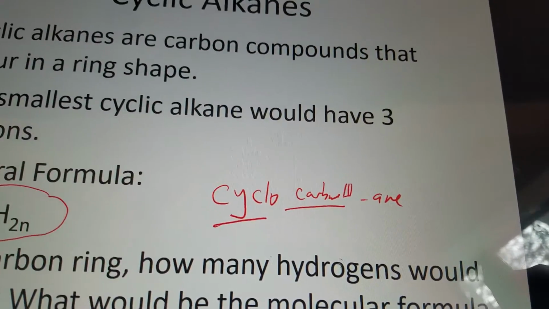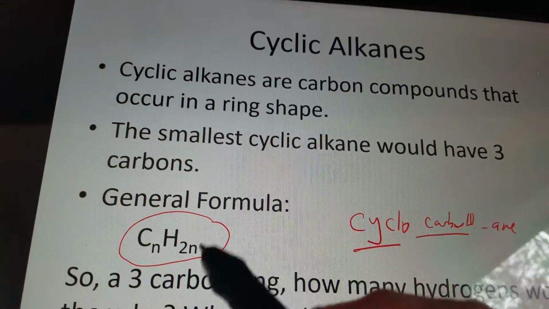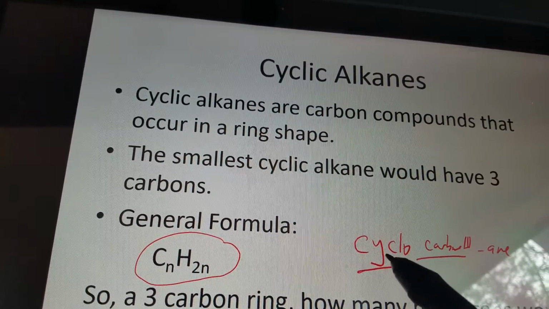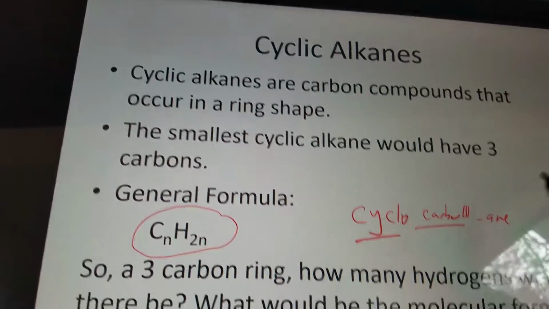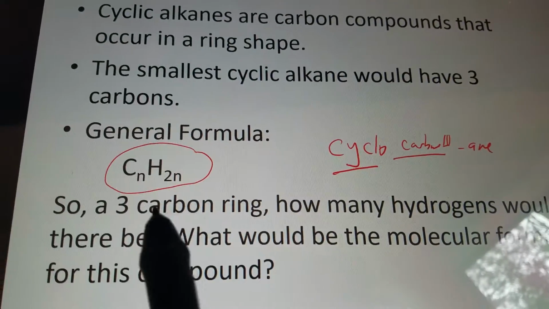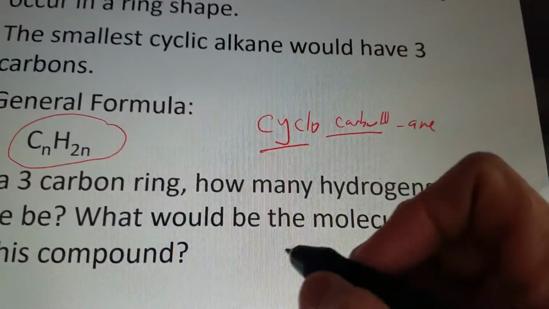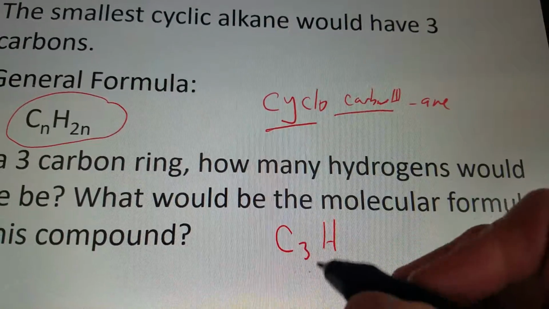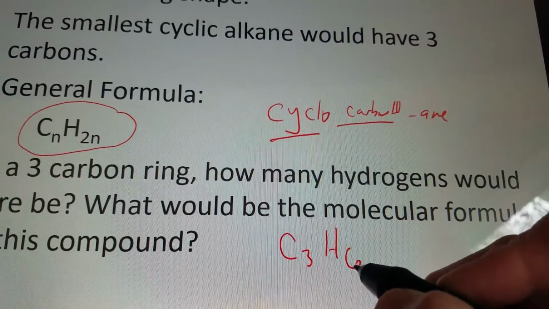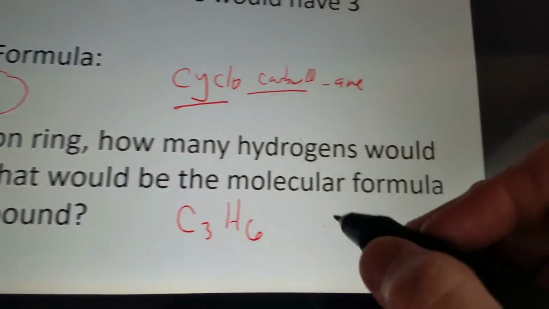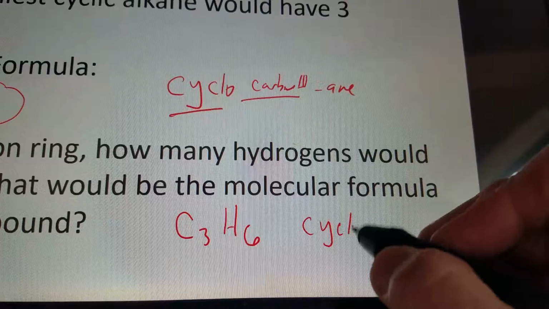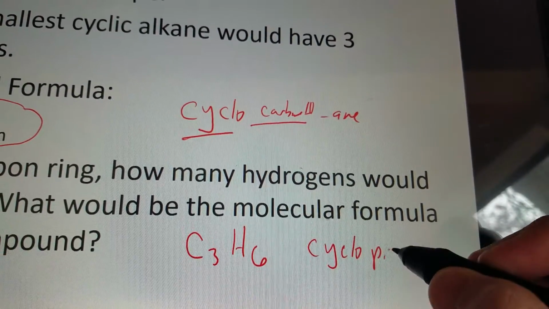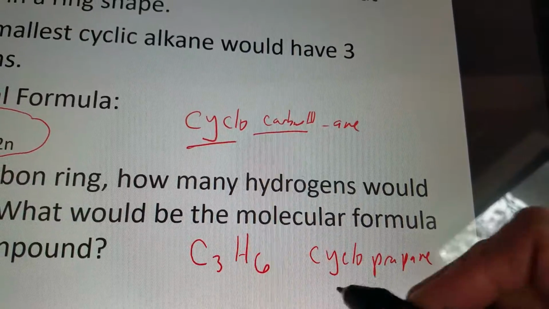So it's really similar. It's just you got to make sure that your hydrogens, if it's exactly double, we know we put cyclo at the beginning. If it's not, if it's double plus 2, we leave off the cyclo. So if we have a 3 carbon ring, the number of hydrogens would be exactly double our carbon. This would be 6. And if I wanted to name that, this would be cyclo to indicate it's in a ring. And then 3 carbons is prop, and then we put the ending ane.